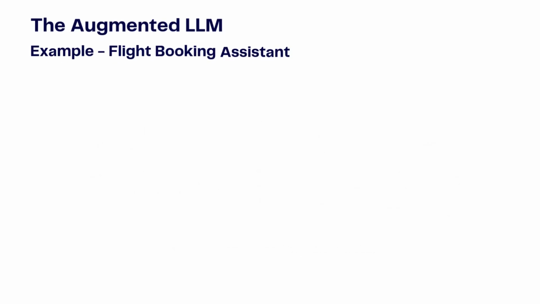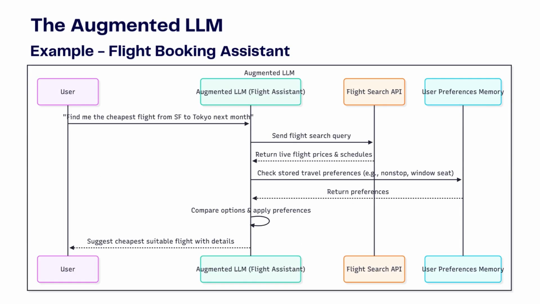Let's take an example of a Flight Booking Assistant. Imagine you ask, "Can you find me the cheapest flight from San Francisco to Tokyo next month?" A plain LLM would struggle because it doesn't have access to real-time flight prices. It might only give you generic advice like, "Flights are usually cheaper midweek." An augmented LLM, on the other hand, can connect to a flight search API, fetch live flight prices and schedules, check or store your travel preferences for future requests, and also compare options and highlight the suitable flight details.